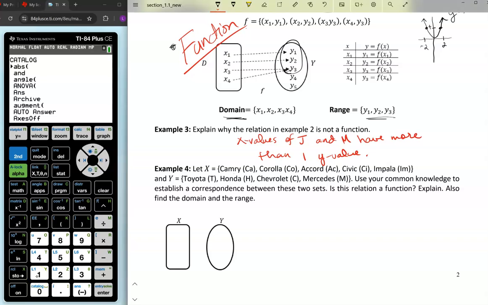We have Camrys, Corollas, Accords, Civics, and Impalas in our domain. Then our range is Toyota, Honda, Chevrolet, and Mercedes. What we're supposed to do is map between the car models and the car manufacturer. So our domain happens to be car models: Camrys, Corollas, Accords, Civics, and Impalas go here. And then the manufacturers are our range: Toyota, Honda, Chevrolet, and Mercedes.